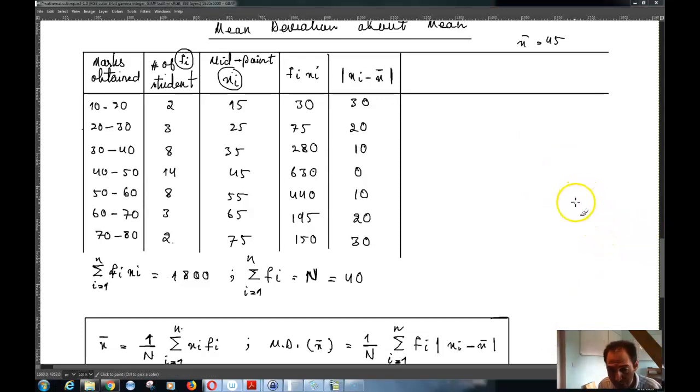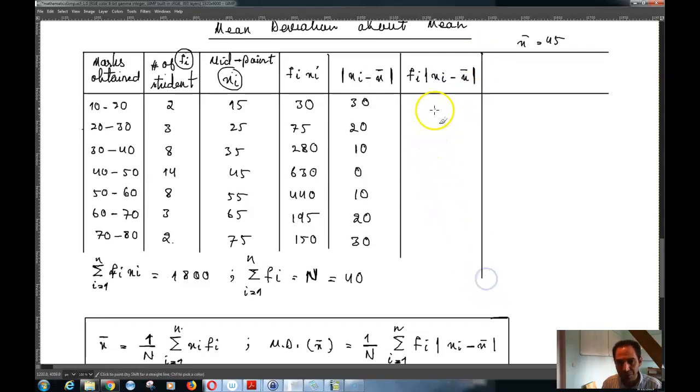And then you need to calculate f of i times the absolute value of x of i minus x bar. Basically, this is x of i minus x bar, the absolute value of that, times f of i, which is this number over here. So you have to multiply this column by this column. 2 times 30 is equal to 60. 3 times 20 is equal to 60. 8 times 10 is equal to 80. Then 0, then 80, then 60, then 60.